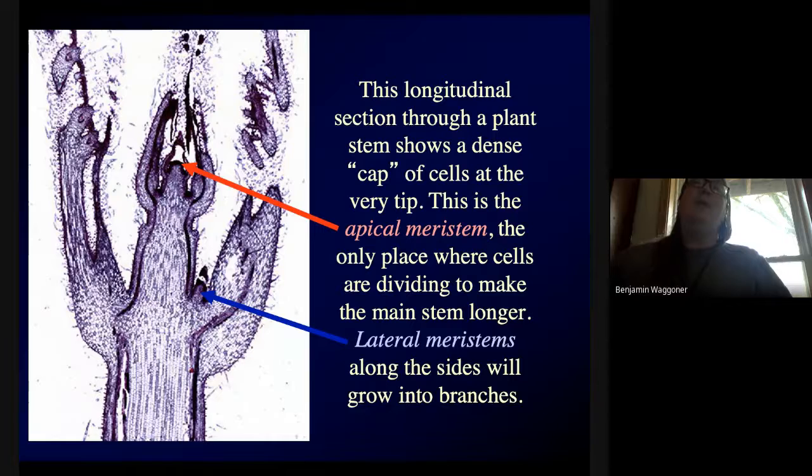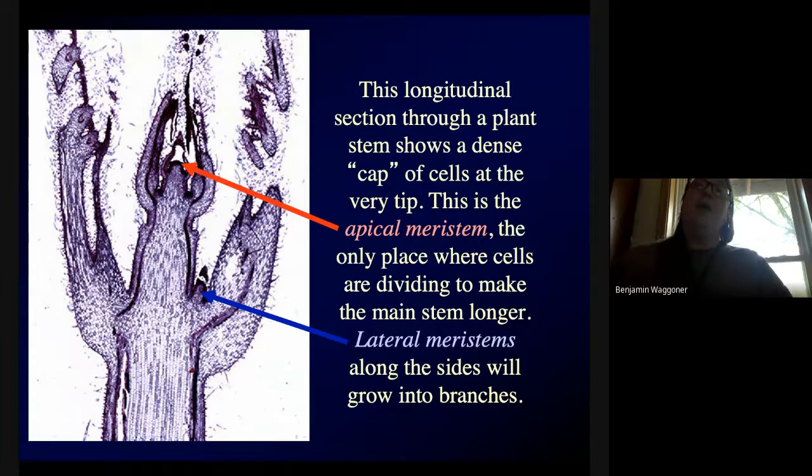And they grow because they have this little cap of very weak but actively dividing cells called an apical meristem. And then there's lateral meristems along the sides that will grow into side branches of your plant. Incidentally, as long as the apical meristem is there, it blocks the lateral meristems from growing. But if you cut the apical meristem off a tip, the lateral meristems will start forming new branches, and your plant will become more branched and more bushy.